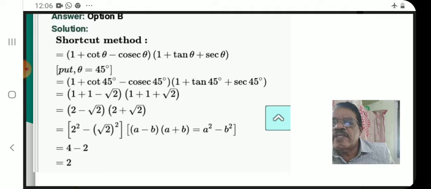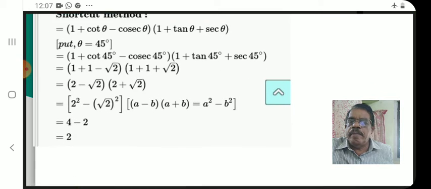Cot 45 is 1 by tan 45, which is 1. Cosec 45 is 1 by sin 45, which is root 2, so it is minus root 2. Then again 1 plus tan 45 is 1 plus 1, 2, and sec 45 is root 2. So 2 minus root 2 into 2 plus root 2. A plus b into a minus b is a square minus b square. If we apply that algebraic identity, we get the answer 4 minus 2 equal to 2. Answer is B.